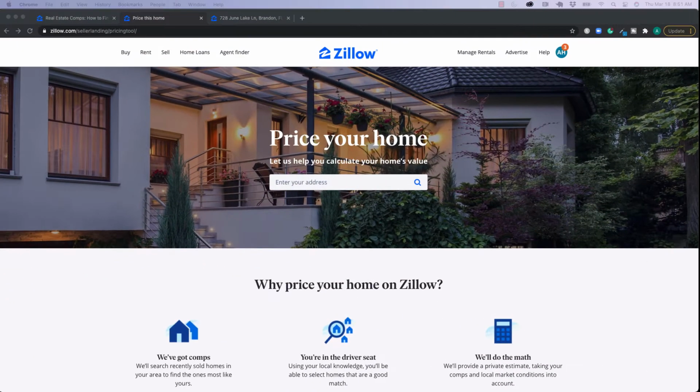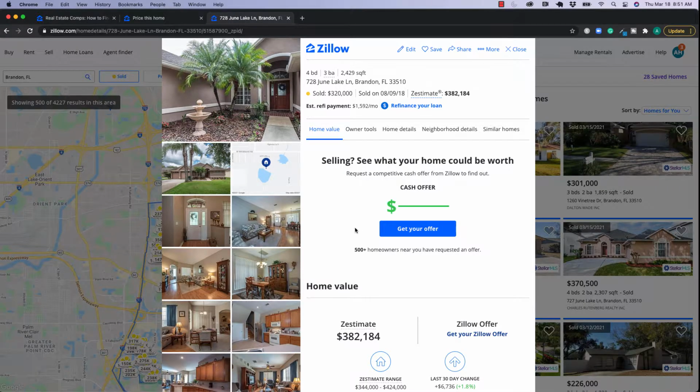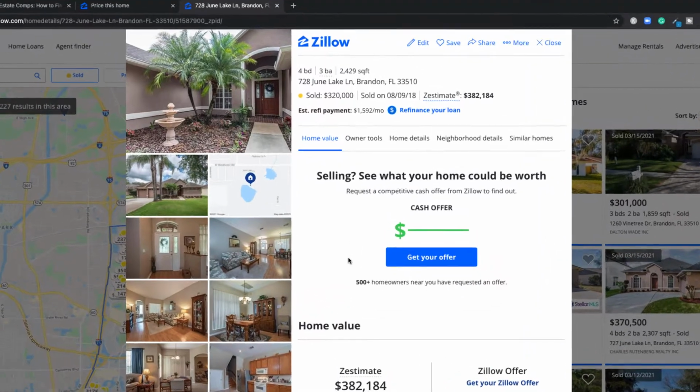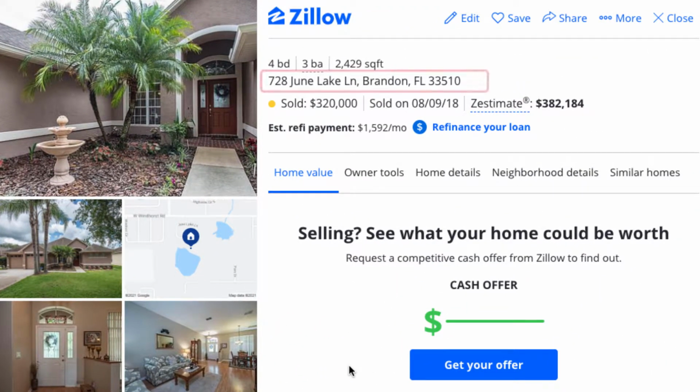Great, so right now we're on Zillow's homepage for the Price Your Home tool. And we're going to use an example of a property in Brandon, Florida, which is closely tied into the Tampa area of where I reside. And this is property 728 June Lake Lane in Brandon, Florida. It was sold back in 2018. So let's say we are looking to purchase this property. Well, what is it valued at today is what we're looking at.